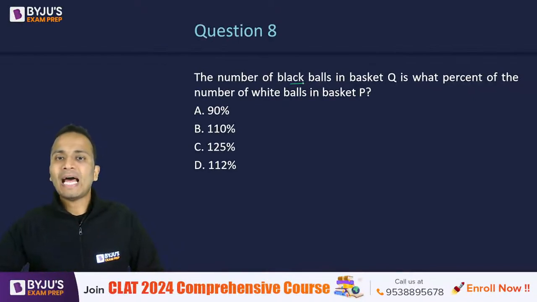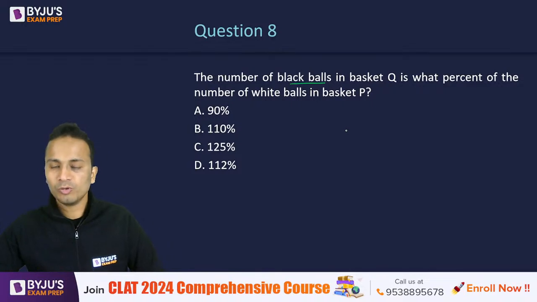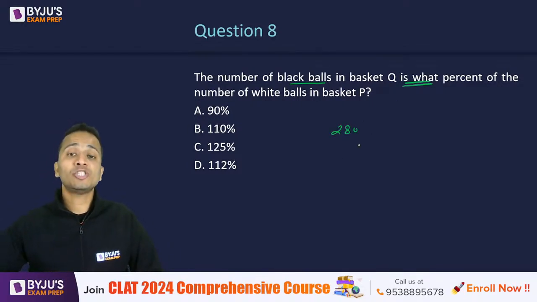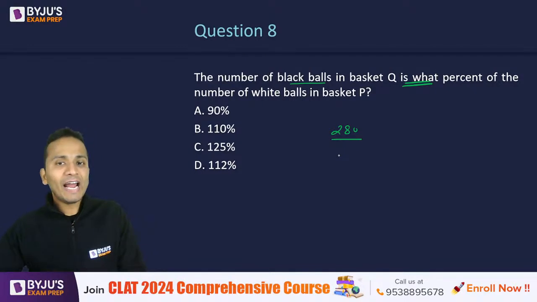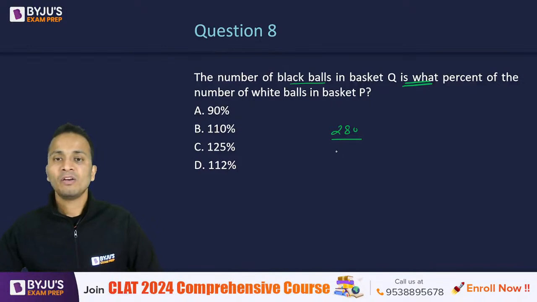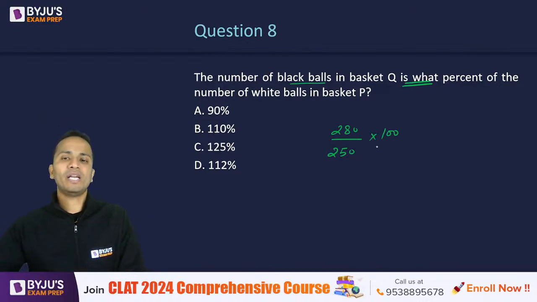The number of black balls in basket Q. So black balls in basket Q is 280. Is what percentage of this number? 280 is what percentage of white balls in basket P? White balls in basket P is 250. Now you have to convert it in terms of percentage, multiplied by 100.